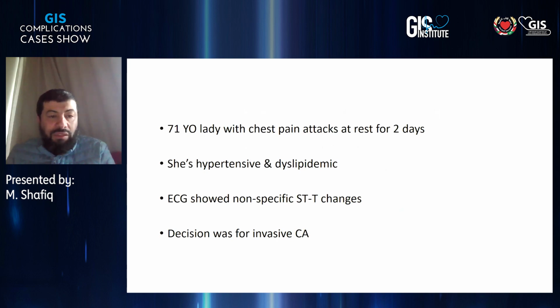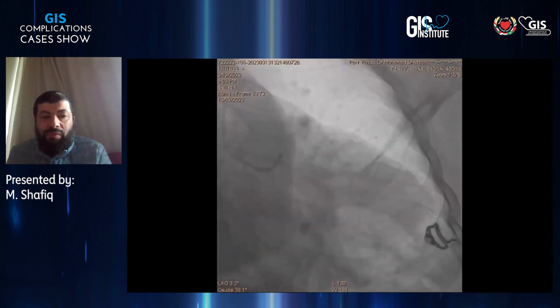It was a 71-year-old lady with chest pain attacks at rest for 2 days. She was hypertensive and dyslipidemic. Her ECG showed non-specific ST-T wave changes. The session was for invasive coronary angiography, as I considered her an unstable angina case.